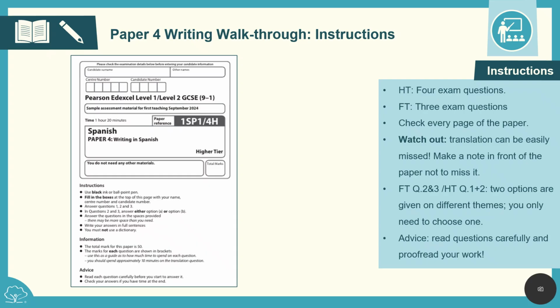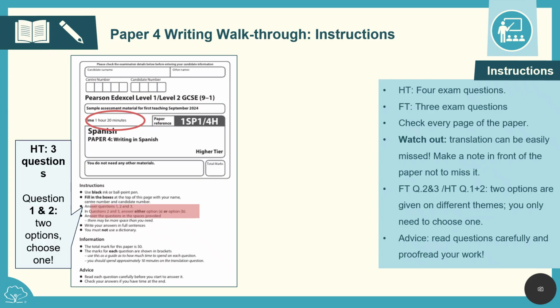Okay, so this is how the paper cover should look for you guys. Make sure that you have the right paper in front of you when you are doing the exam. It should say 4H, that is higher, and you've got the right paper, which is writing. As well, make sure you understand all the instructions given on the cover. You will have 1 hour and 20 minutes.